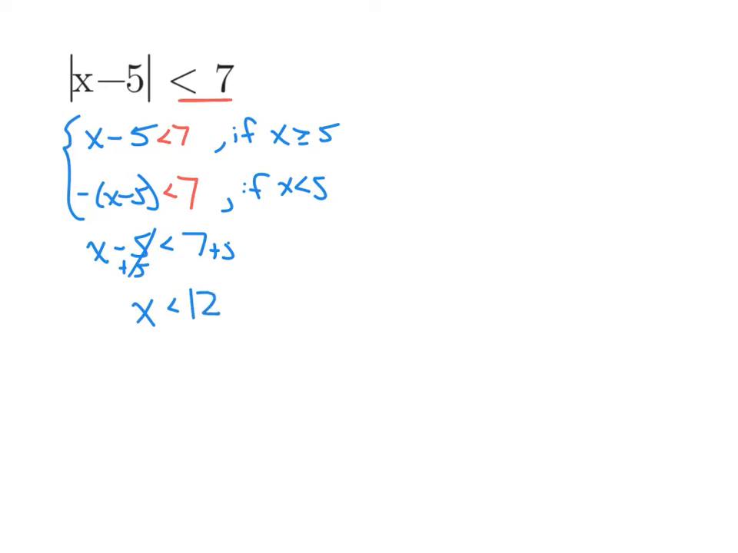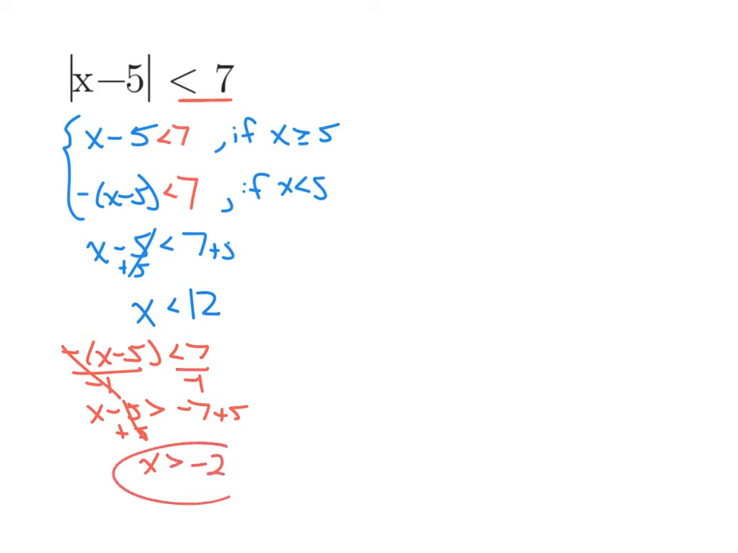For the second inequality, we have the opposite of x minus 5 is less than 7. To solve it, we're going to divide by negative 1 to get rid of this negative. Since we divided by a negative number, we have to switch the inequality, and 7 divided by negative 1 is negative 7. Now we add 5 to both sides, and x is greater than negative 2. So we have these two solutions here: x is greater than negative 2, and x is less than 12.